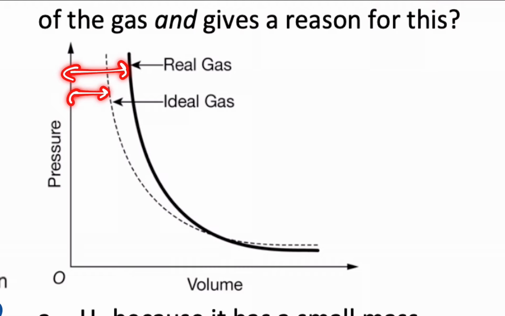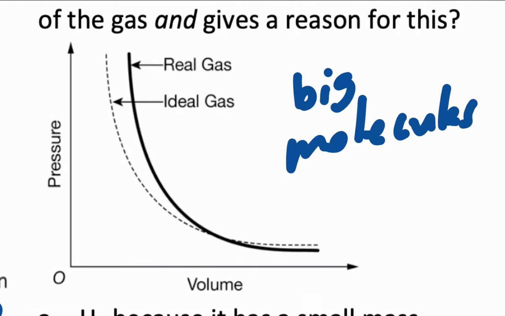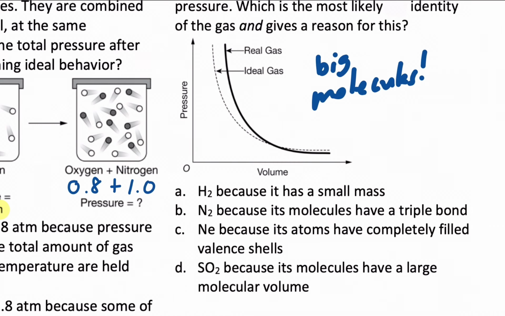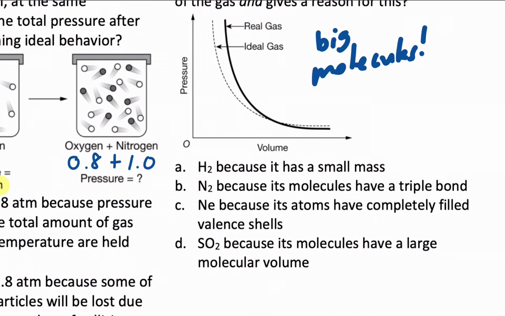So you're going to get a larger volume than expected. So what's the best reason for that? We must have a big molecule. Big molecules. Bigger molecules don't behave ideally because they stick to each other and they have actual volume. So of the 4 gases in the choices, looks like the one that has the biggest volume is the one they actually tell me. Choice D, sulfur dioxide.